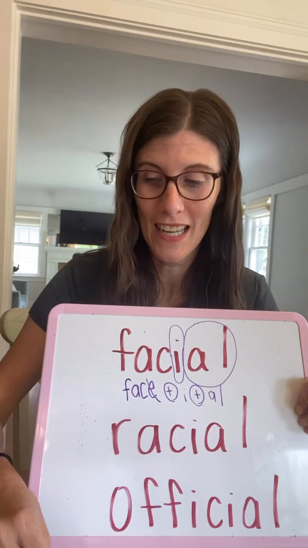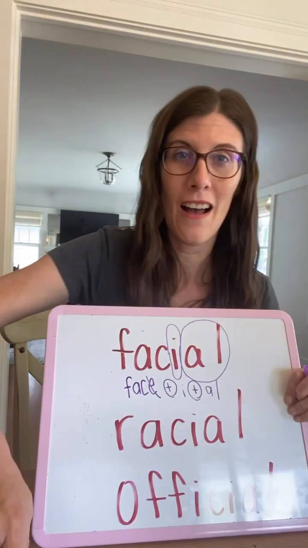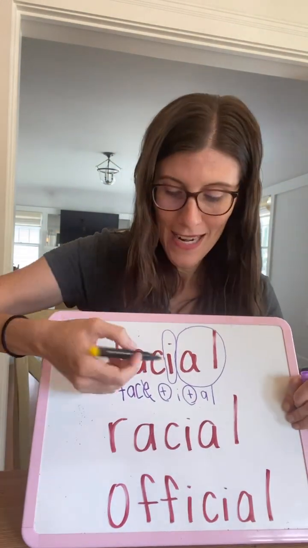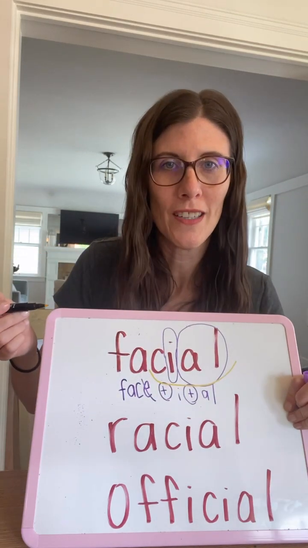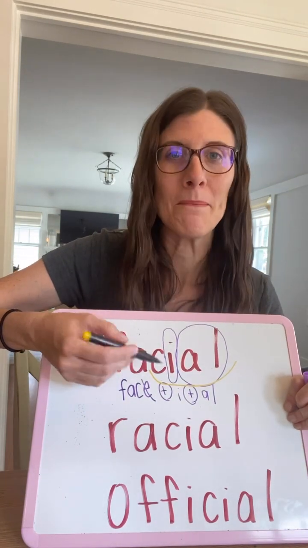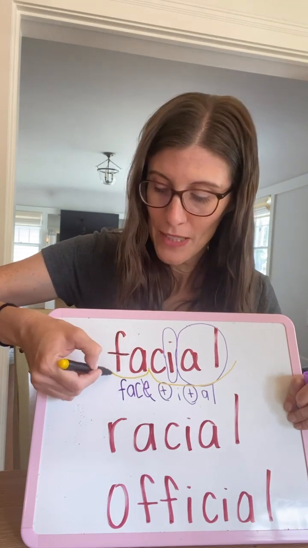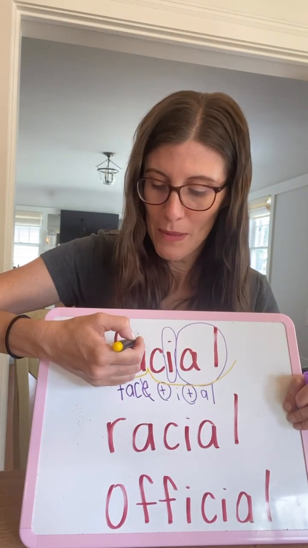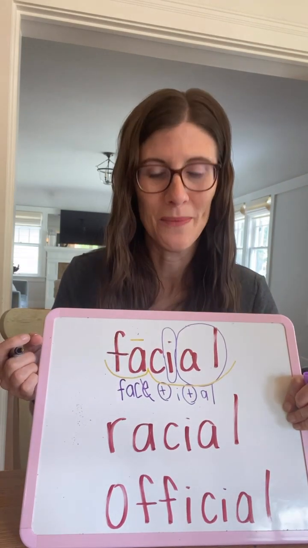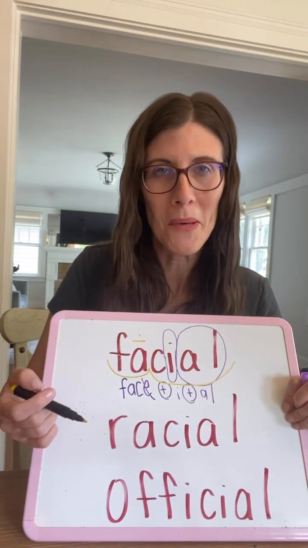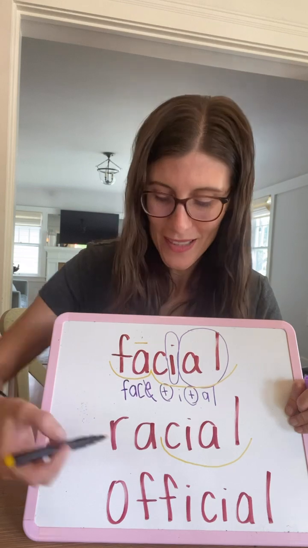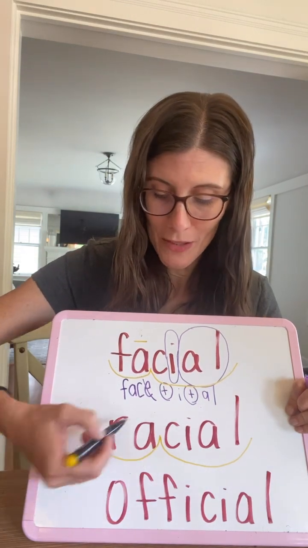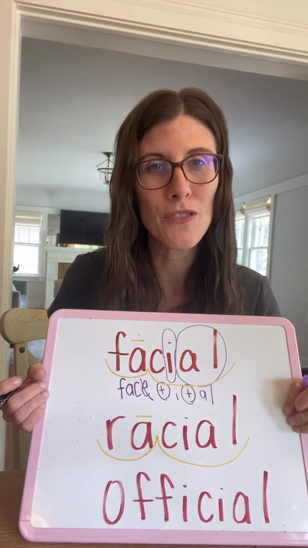And now let's look at it as if we're just using our sounds. I also know that says shul. That's a syllable. Now here's my first syllable. That's an open A, facial. Let's look at the next one. We'll go backward. Let's find our final stable syllable, shul. And now I have an open syllable here. That's ray. The word is racial.